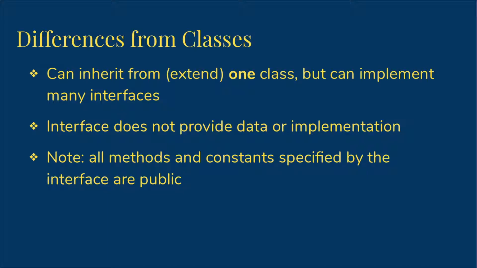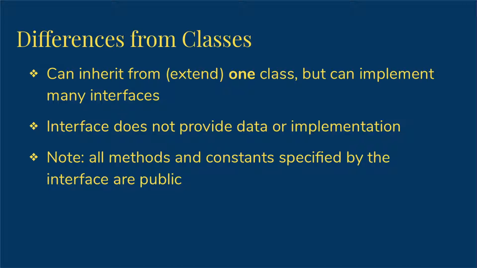First of all, I can only inherit from or extend one class. I'm not allowed to extend multiple classes in Java, but I can implement many interfaces. This can be really useful if I need to have a case where this object is one thing and it also is another thing, and yes, it is a third thing. I could only inherit for one of those, but I could implement interfaces for the others.